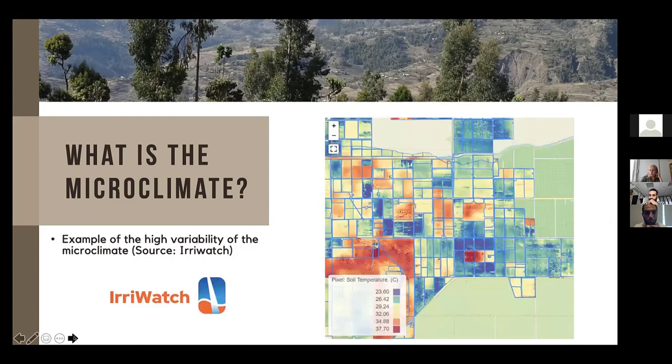And an example of this high variability of the microclimate is given here by IdiWatch, and this is an agricultural plot in California. And this shows the soil temperature on a 10-meter scale. So you can really see that parts that have a higher soil moisture level also have a lower soil temperature. So this really shows that even though this plot might seem very small on a global scale, you still see a lot of variability within this plot.